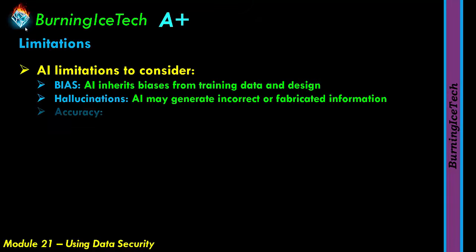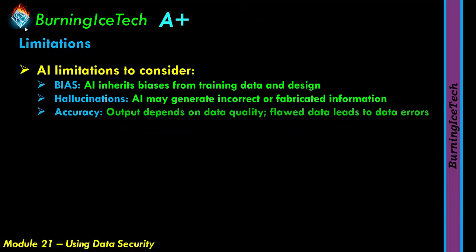So that brings me to accuracy, guys. The output depends on the data quality. Flawed data leads to data errors. So if this AI of yours is now going to randomly go and pull the information from some place like Reddit, I'm just using Reddit as an example, guys, then there's a very good chance that that information will be flawed. The quality is not great. So be careful, guys, that's all I'm saying.